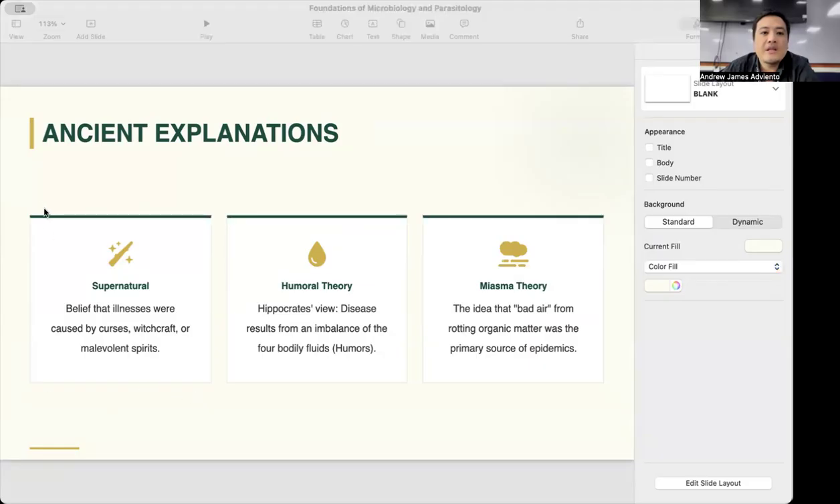For the ancient explanations of disease, several theories were used to explain disease in ancient times. The supernatural theory blamed divine forces. The humoral theory believed illness was caused by imbalance in bodily fluids, and the miasma theory proposed that diseases came from bad air. These ideas dominated medical thinking for centuries, so hundreds of years.